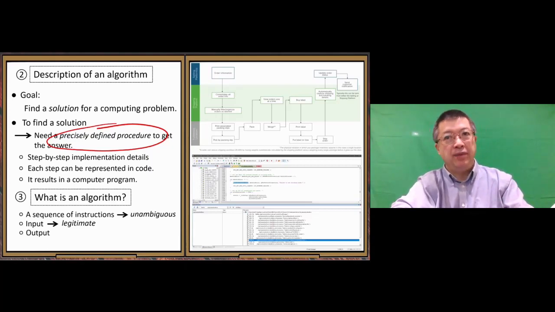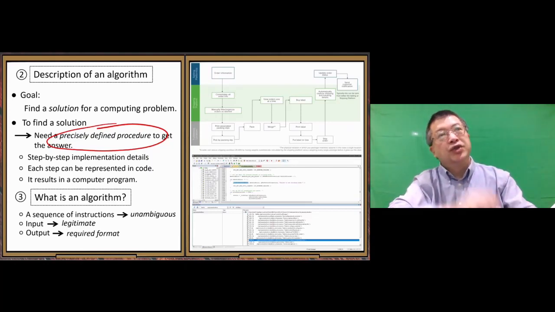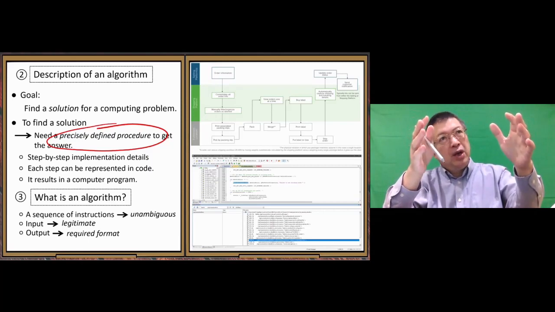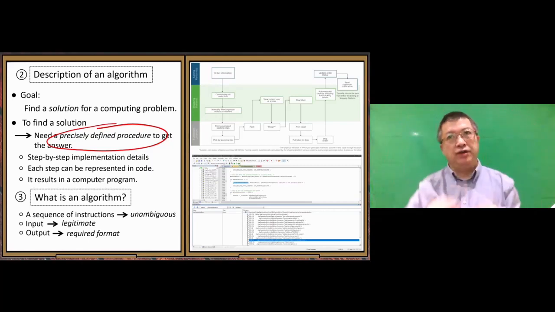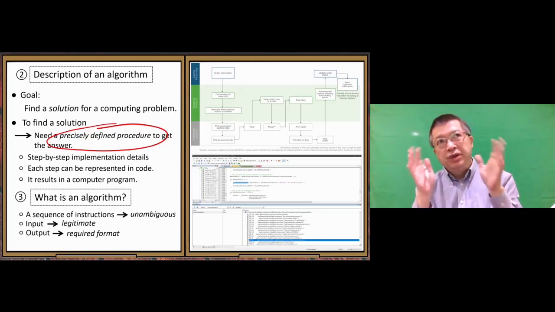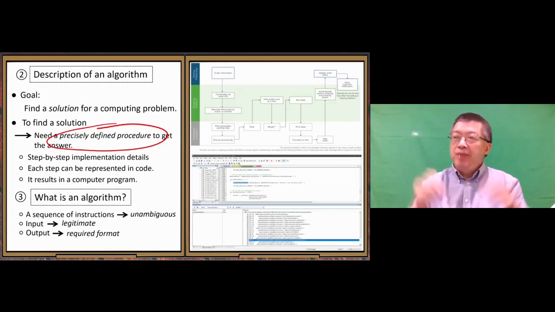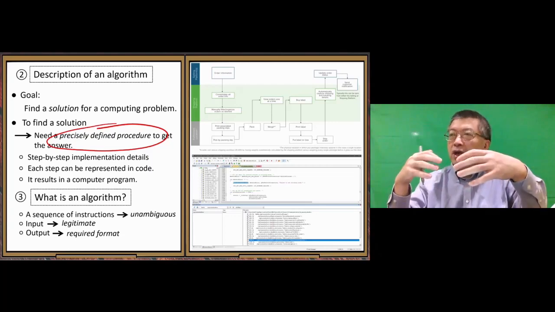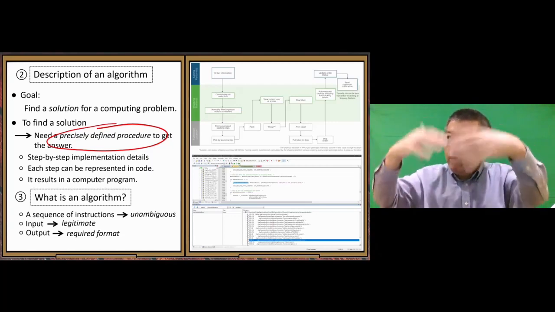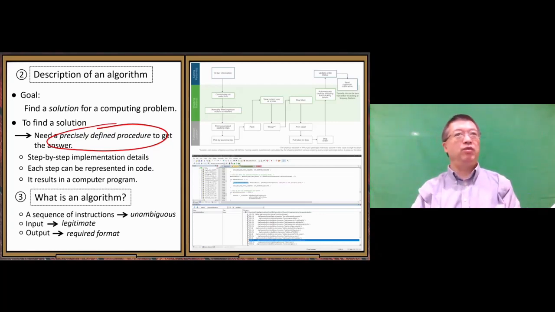Output requirement, required format. Your customers have their own concerns, so you need to take care of their concerns. You need to make your output, the result of the solution, follow the customer's requirements. So that's important.